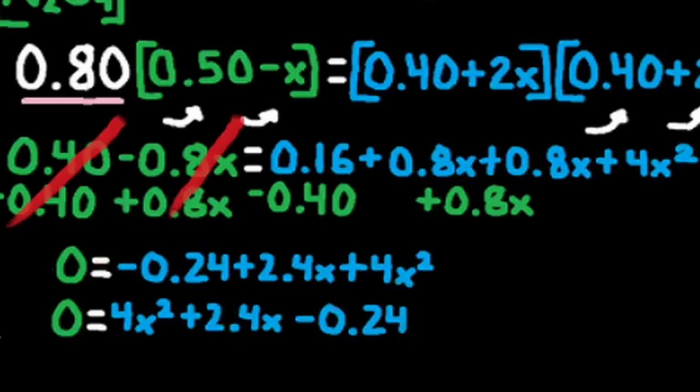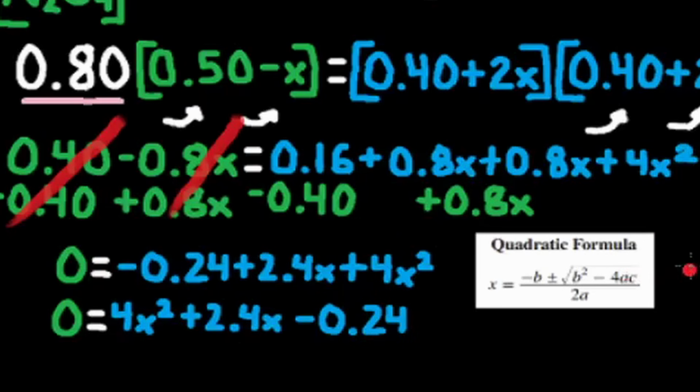We could probably factor this, but factoring with decimals is really hard. So let's use the quadratic formula. I like to label what is a, b, or c. So 4x squared is a, 2.4x is b, and negative 0.24 is c. And now we just plug in the numbers. So for a, we have 4, for b, we have 2.4, and for c, we have negative 0.24.